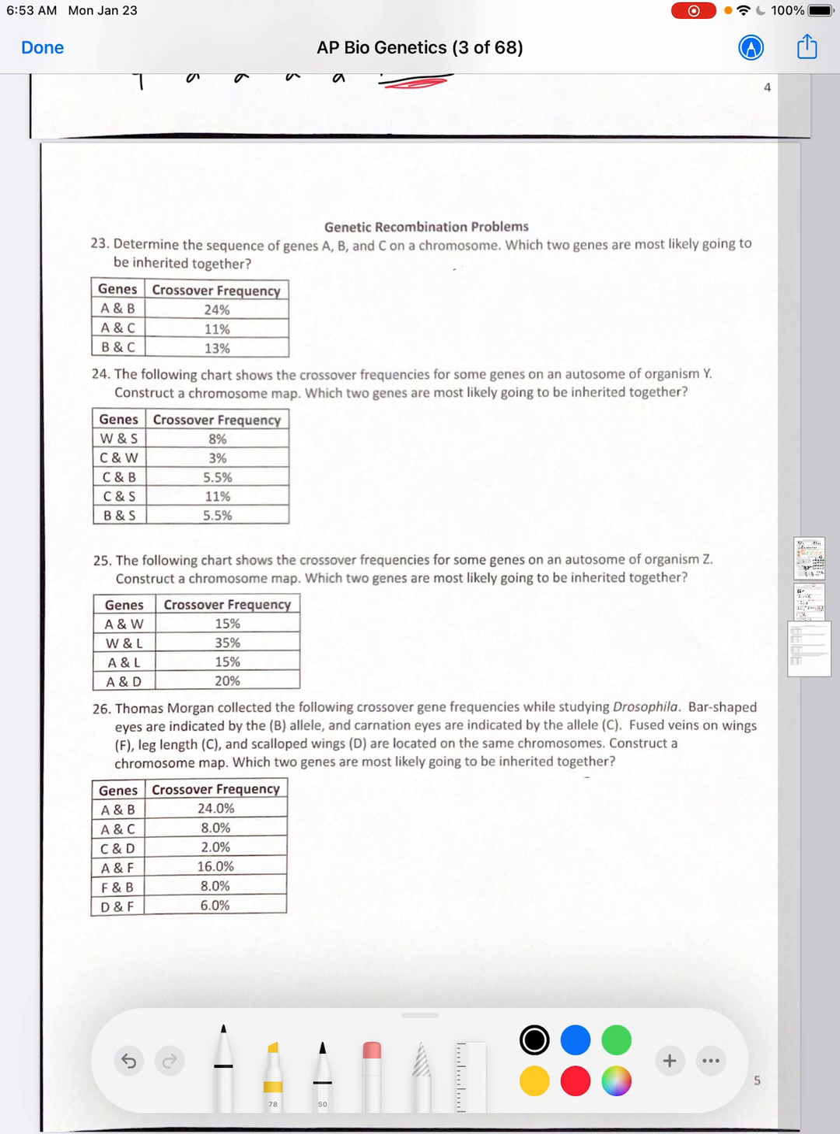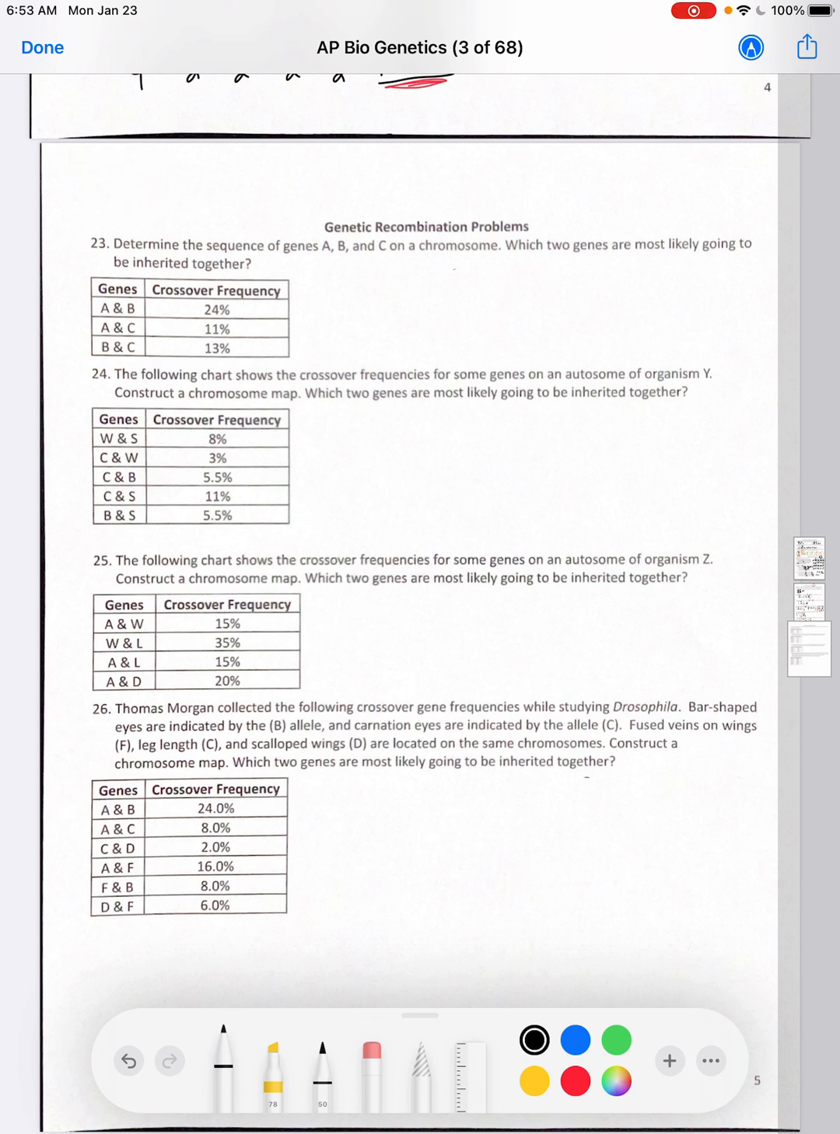So genetic recombination problems. Recombination, when you were doing your meiosis packet, is when you've got chromosomes that are next to each other, and then when they overlap and touch to form the chiasma, they swap genetics, right? So that's what recombination is talking about.